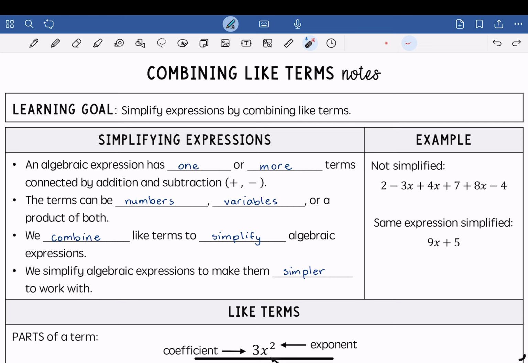We combine like terms to simplify algebraic expressions. So if you see from the first example here, which is not simplified, and when simplified, there's only two terms. So this is a lot easier to read than the one on top. We simplify algebraic expressions to make them simpler to work with.